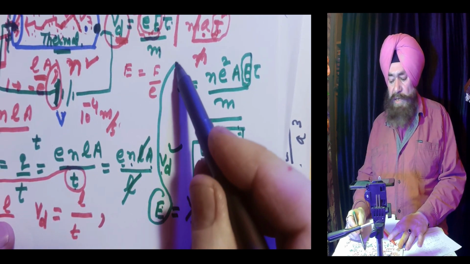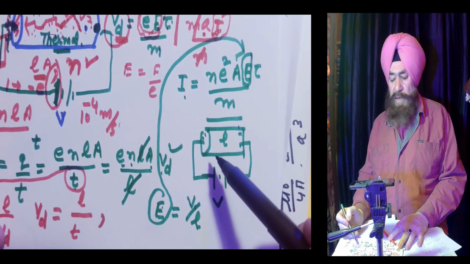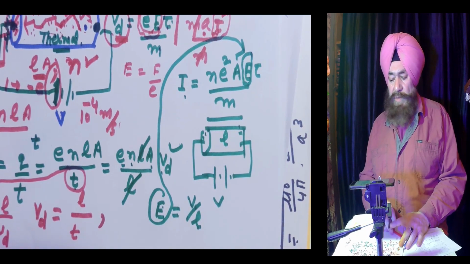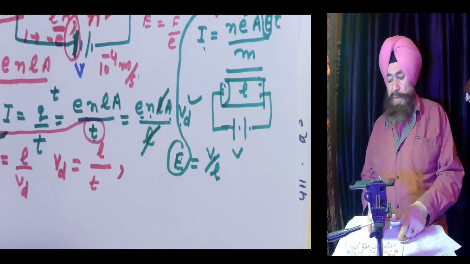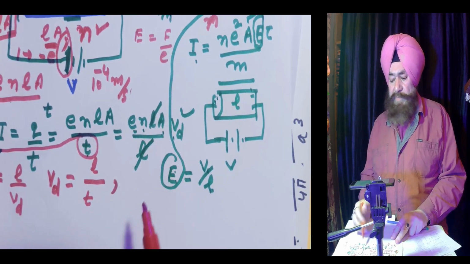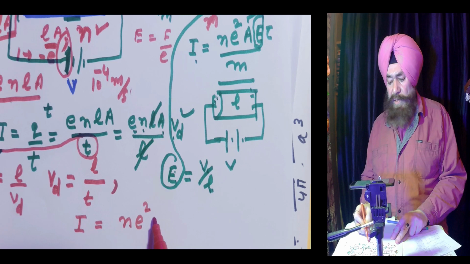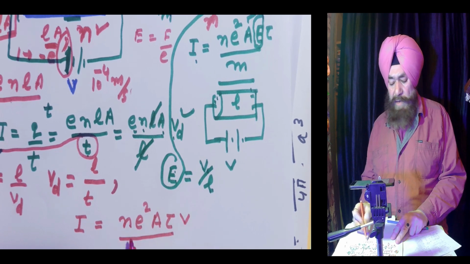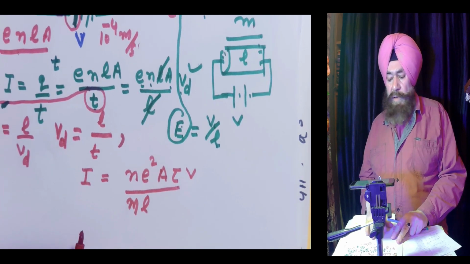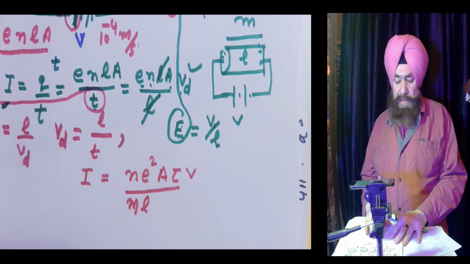Substituting this E here, then current becomes equal to n e squared e tau V by L, and it is m also. So this is the expression of the current.